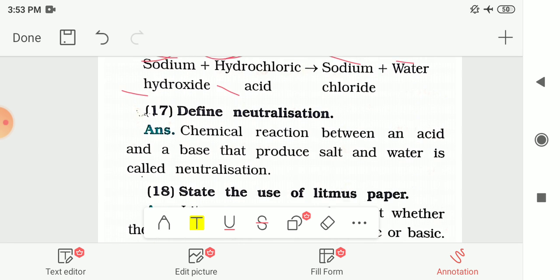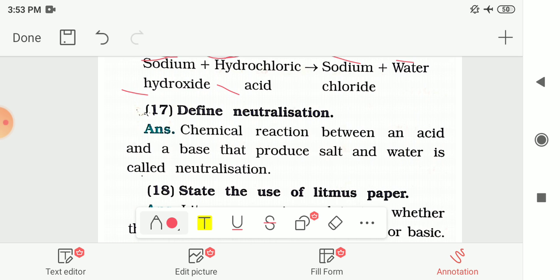Next, 17th number, define neutralization. The chemical reaction between an acid and a base that produces salt and water is called neutralization. The chemical reaction between acid and base is known as the neutralization reaction, and after this process we will get salt and water.